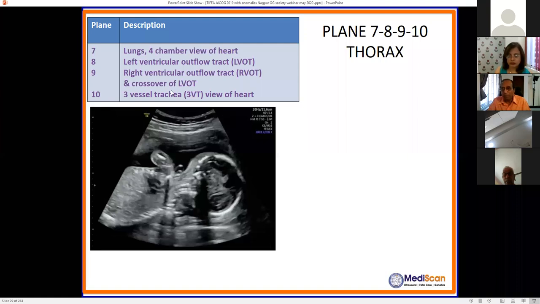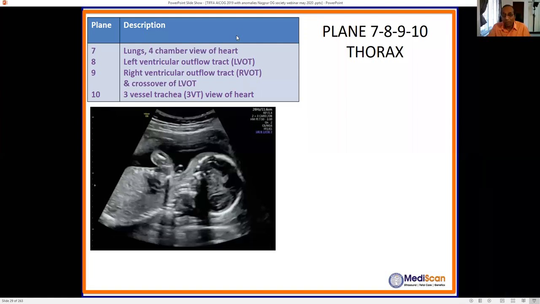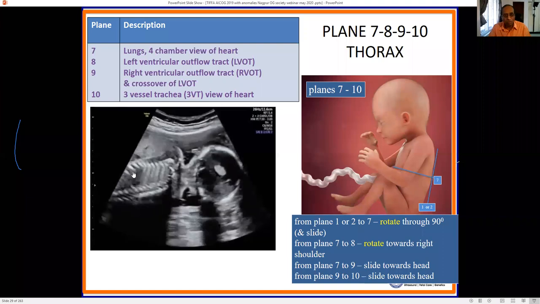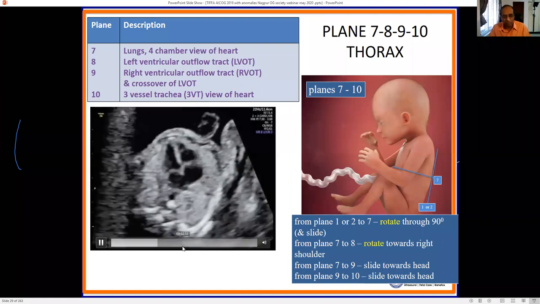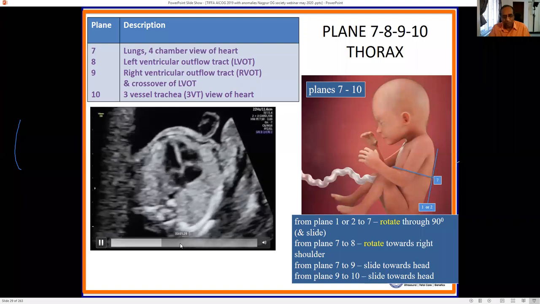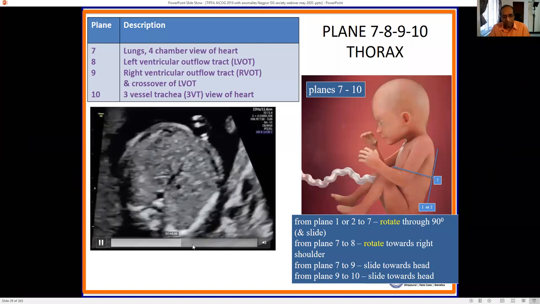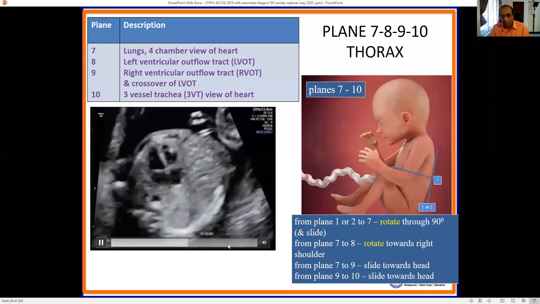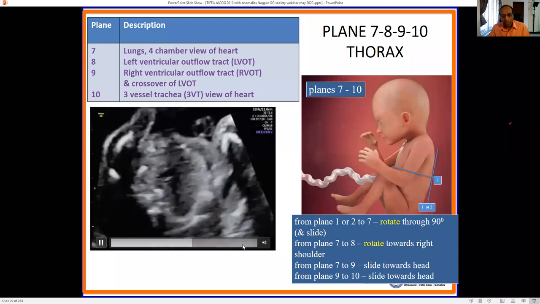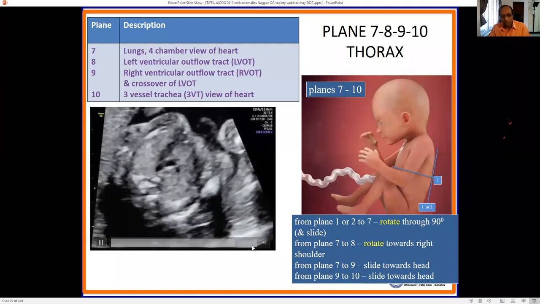Now it's very important because there are 16 anomalies that can be diagnosed with these 4 planes. Right? Lungs, 4 chamber view, right and left ventricular outflow tract, and the crossover of the LVOT, RVOT, and the three vessel trachea view of the heart. You can see the four chamber view. As you move closely, it becomes the LVOT, RVOT. We'll come back to that in a minute. You'll get the entire view as we go along. Right, so that's your three vessel view and the three vessel trachea.